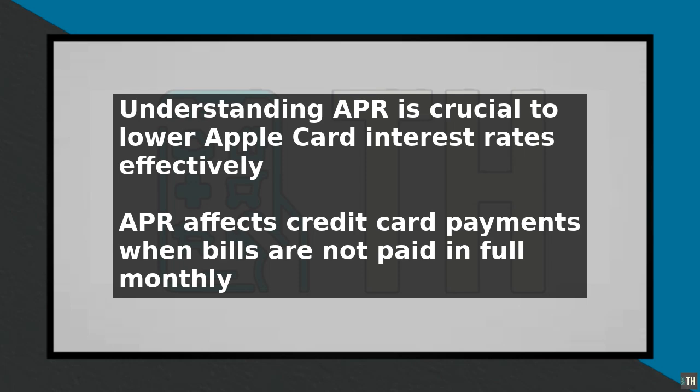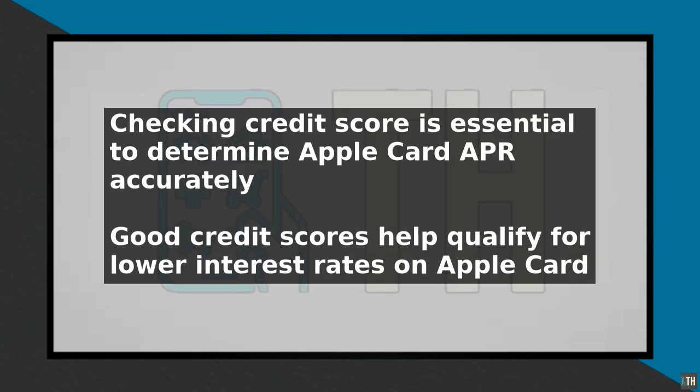The first step to lower your APR is to check your credit score, as it plays a significant role in determining your APR. A good credit score can help you qualify for lower interest rates. You can check your credit score for free on various websites such as Credit Karma or Credit Sesame.